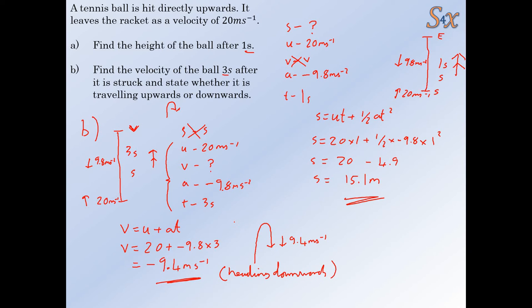If we'd done this with downwards as positive, we would have got 9.4 meters per second as the answer, which is still fine because downwards is positive in that case. So we'd still understand that it meant that the ball was heading downwards. Okay, so we know it's traveling downwards and we know it's at 9.4 meters per second, which answers both parts of part B, which is the velocity and whether it's traveling upwards or downwards, which is actually part of the velocity as well because velocity is a vector.